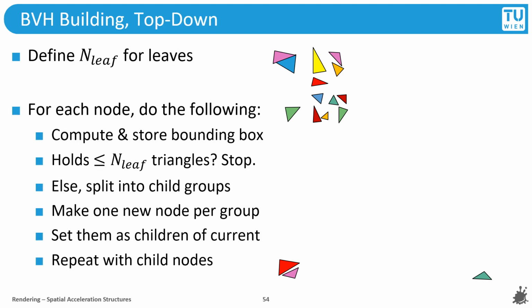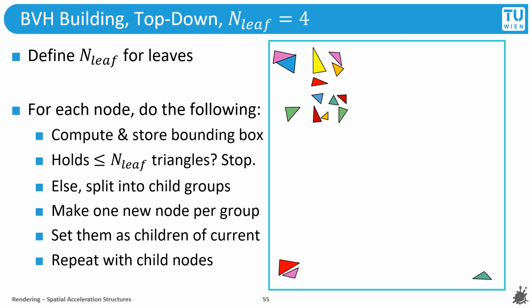So as before, we can define a parameter n cell that limits the amount of triangles that we want to see in each cell once the BVH creation is done. So we perform here a top-down BVH building procedure, and in order to do that, we start with the root node that contains the entire scene geometry and do the following. We first compute and store its bounding box, and then check if it contains more than the maximum amount of triangles we want to see in each cell. Since it does, we split it into 2 child groups.